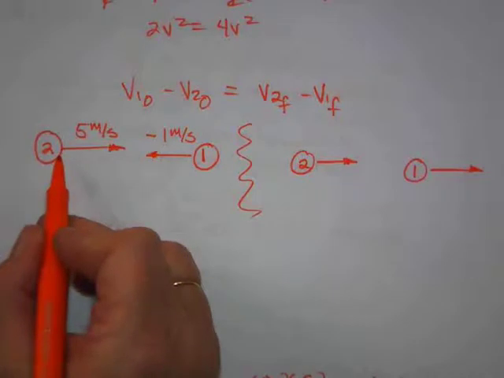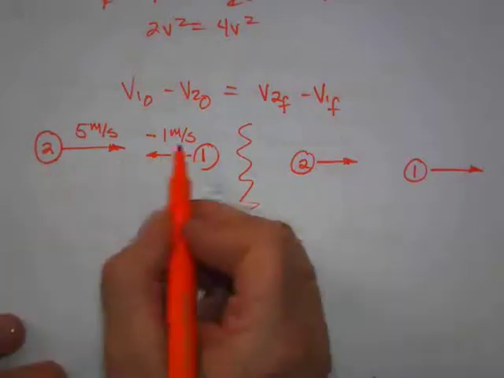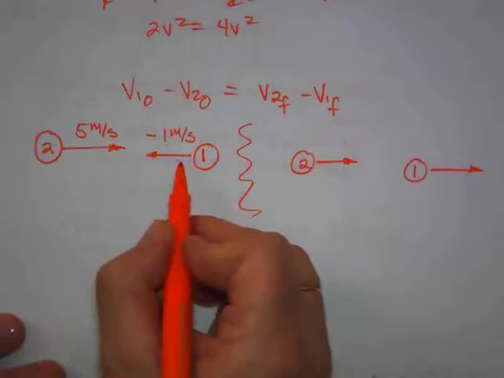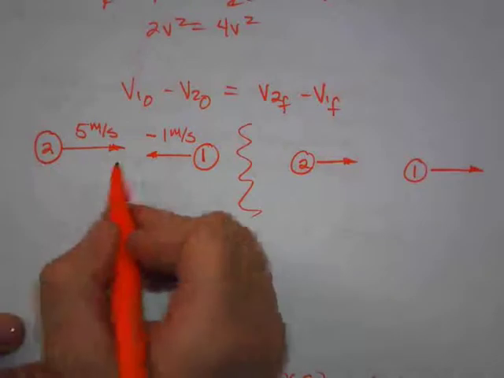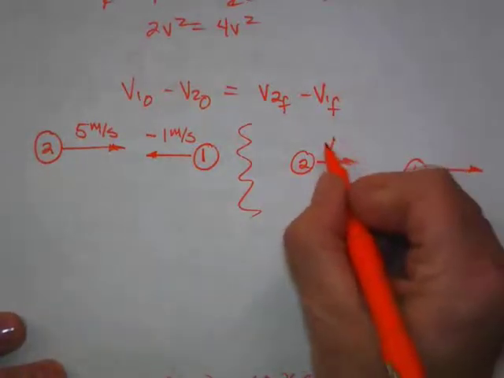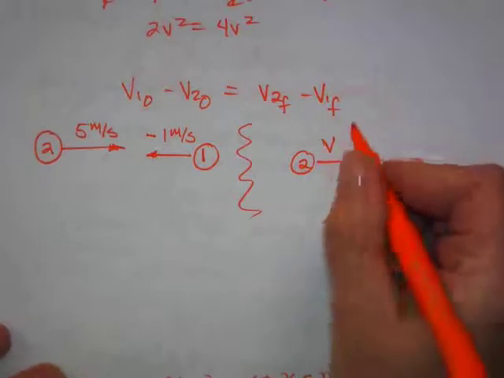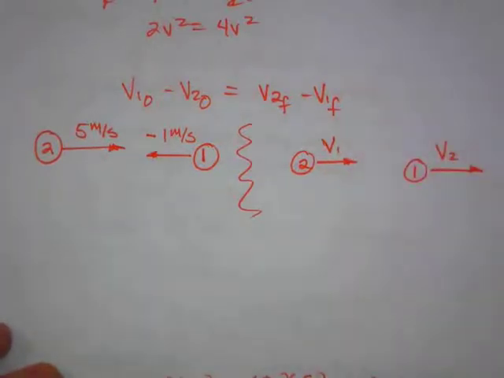Momentum is mass and velocity. How much momentum? 10. How much momentum here? 1 times 1, negative 1. So 10 or negative 1, which one wins? 10. So I'm going to make these both move to the right. Okay?